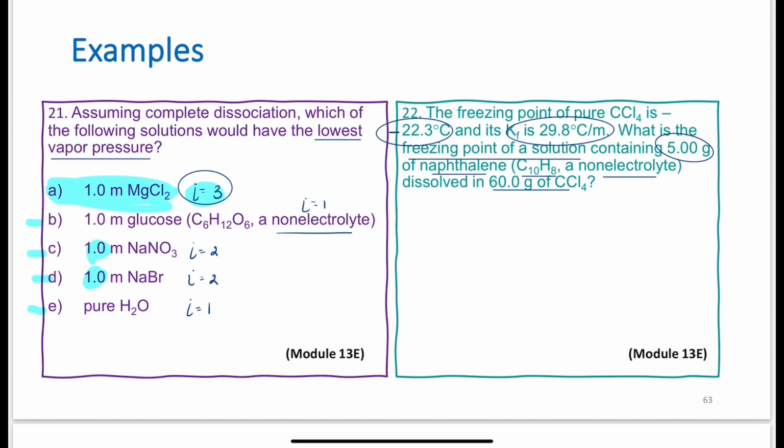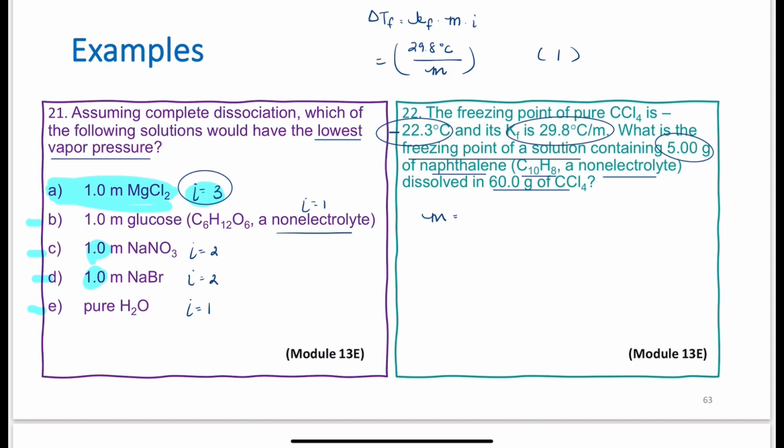That's actually quite helpful. I know that in order to solve this, I'm going to have to use the freezing point equation. Delta TF is equal to KF times M times I. I know my KF is 29.8 degrees C per mole. I know my Van Hoff factor is 1 because it's a non-electrolyte. I don't know my delta T yet, but I can figure out my molality, because I know what's in here. My molality is my moles of solute over kilograms of solvent.